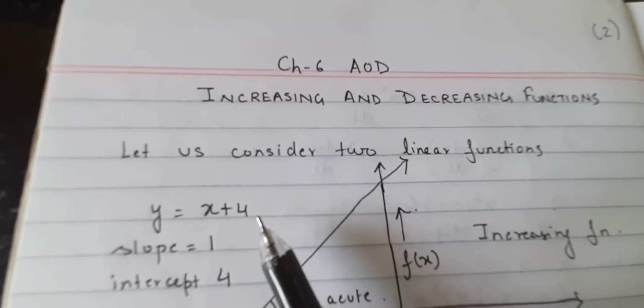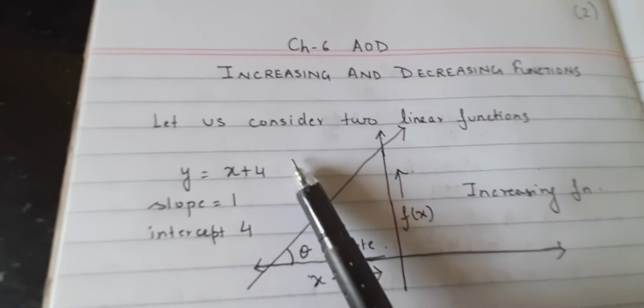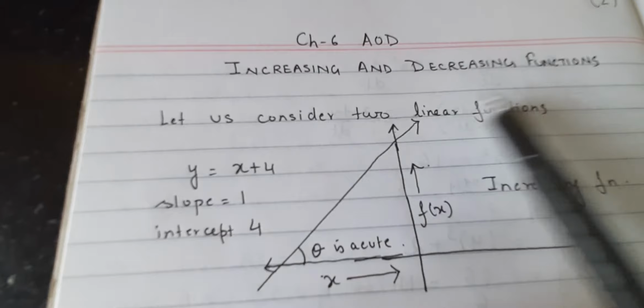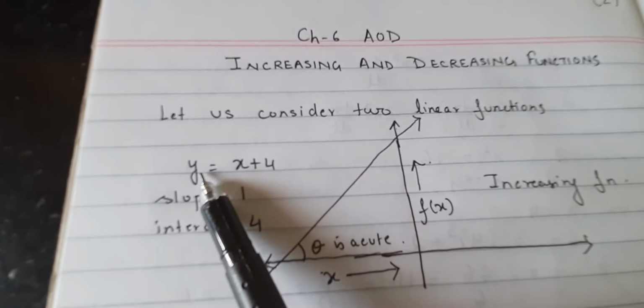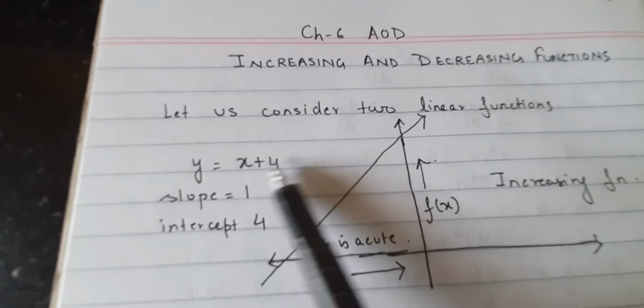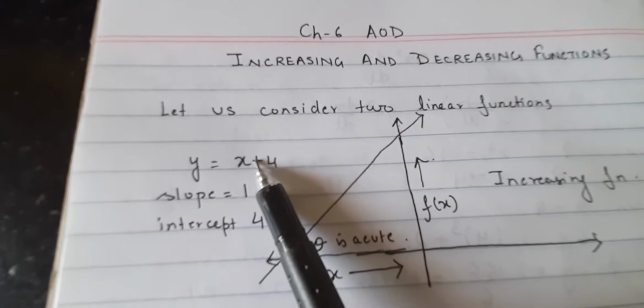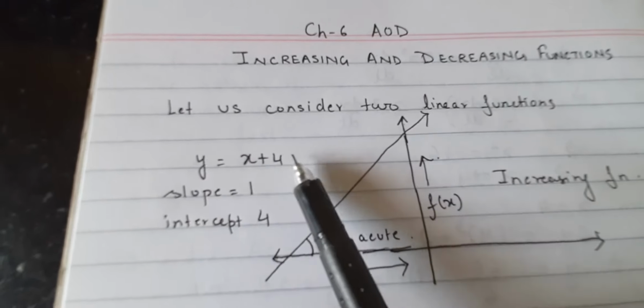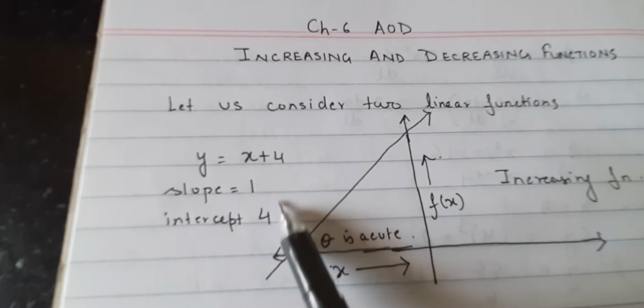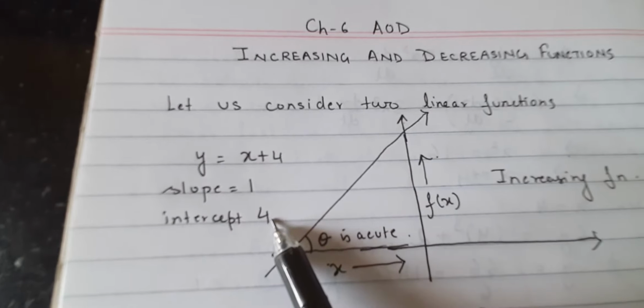So I can give you the formulas straight away, but I need to explain the concept over here. Just see, we are taking some examples. Let us consider two linear functions. The first function I have considered is y = x + 4. Do you remember which form of the line this is? Yes, y = mx + c. That means the slope m is 1 and the y-intercept is 4. This you have learned in grade 11.